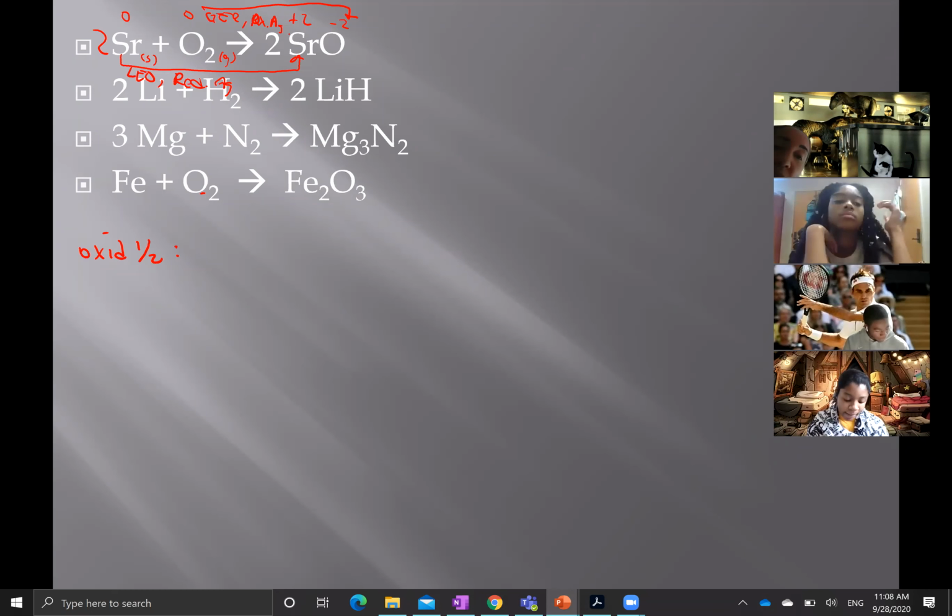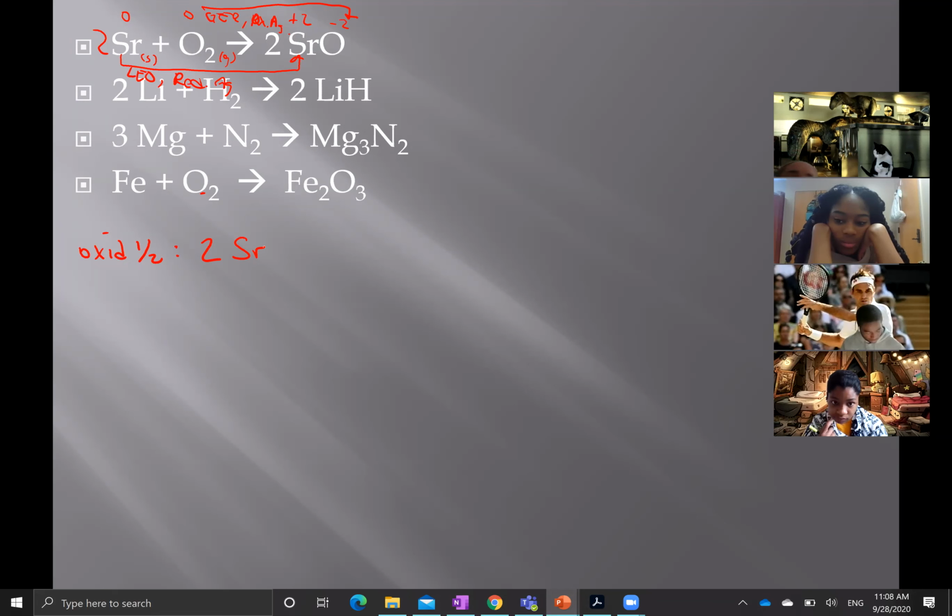Okay, so what's the oxidation half for that first one? Strontium. It's going to be negative e, but 2 Sr, right? 2 Sr, not just Sr. So this is the oxidation half. Where do the electrons go? On what side of the reaction? Left. Right. Not on the left.